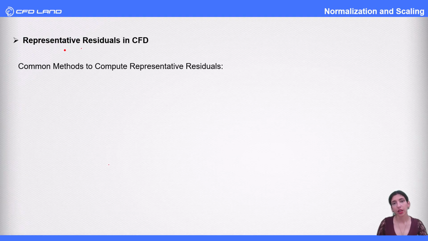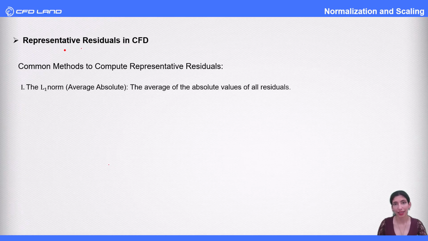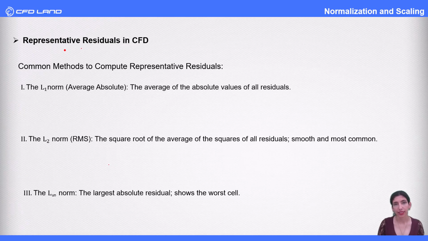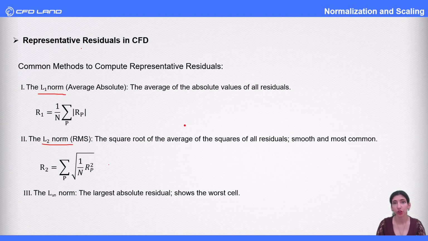There are 3 common methods which CFD solvers use to calculate representative residual. We have the L1 norm, that is the average of absolute values of all residuals. We have L2 norm, that is the square root of the average of the square of all residuals. And we have the L infinity norm, that is choosing the largest and maximum residual.